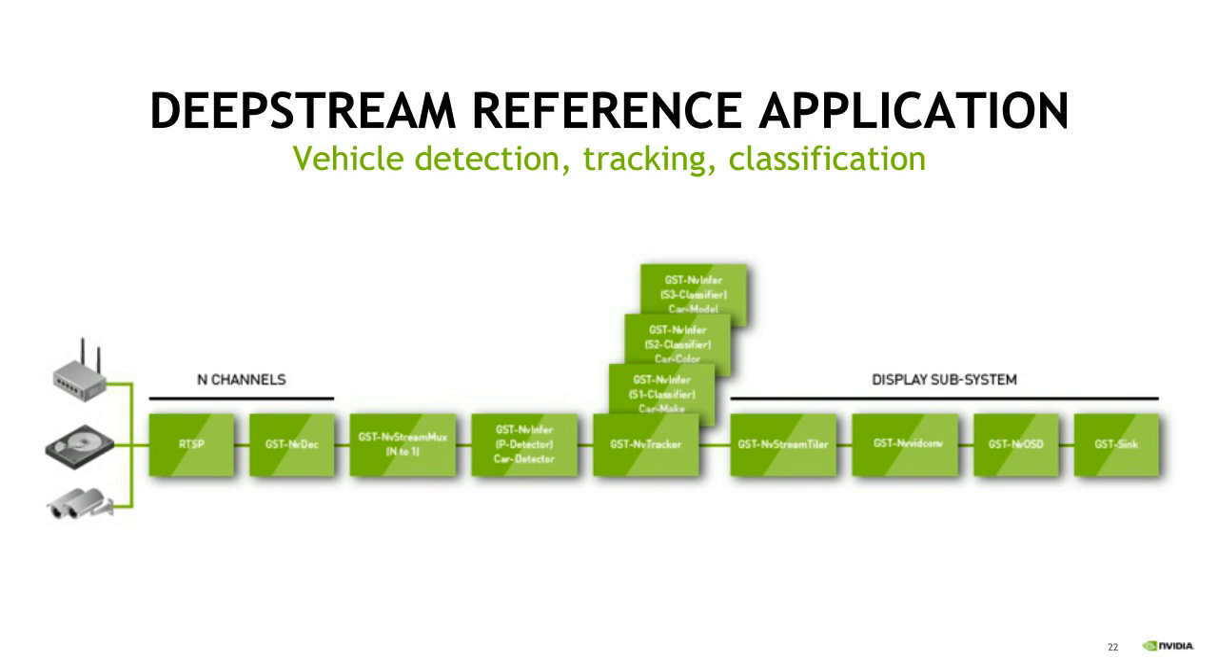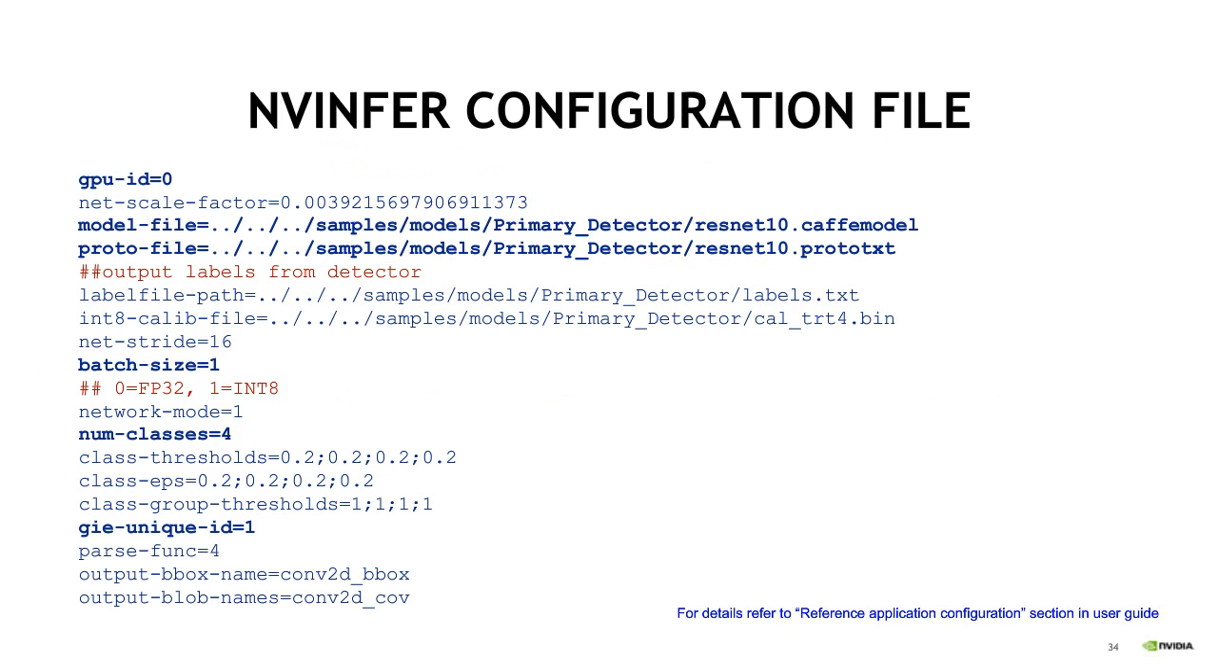Let's take a closer look at the configuration file for the inferencing block. I'll talk to a few of these parameters, but the full details on all of them can be found in the user guide. At the top, we see GPU ID to indicate which GPU to be used for inferencing in the case of multiple GPUs. For a single GPU, we can leave that at 0. Model file is the path to the Caffe model file, and proto file is the path to the proto text file. This contains the network architecture.